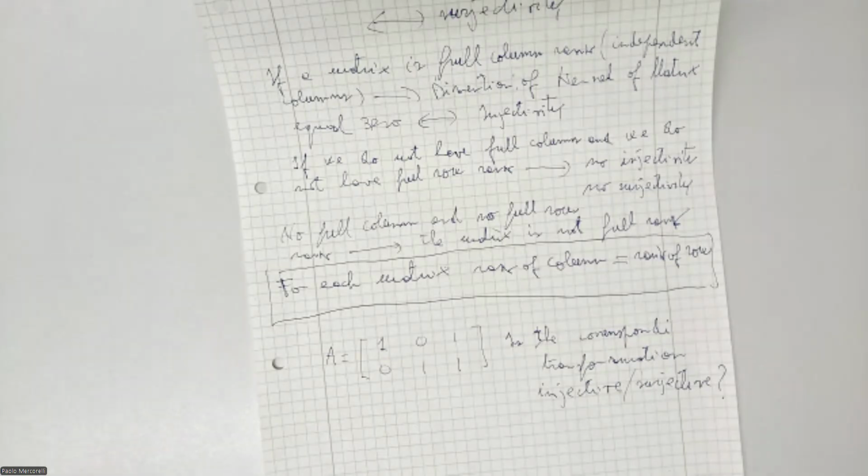Nullity theorem. What does the nullity theorem say? It says the dimension of the domain. What is the dimension of the domain? It's the number of columns. Please pay attention.